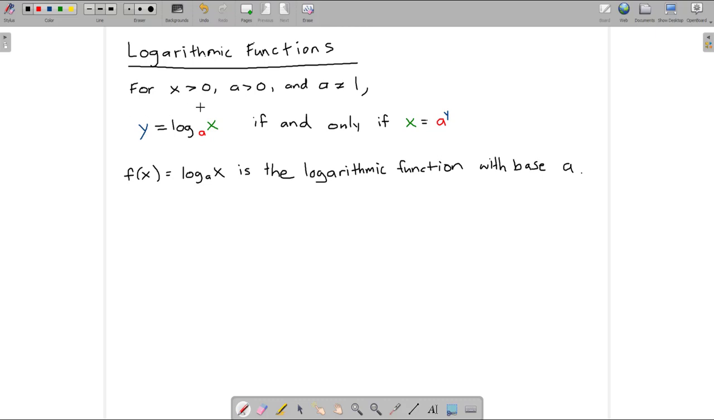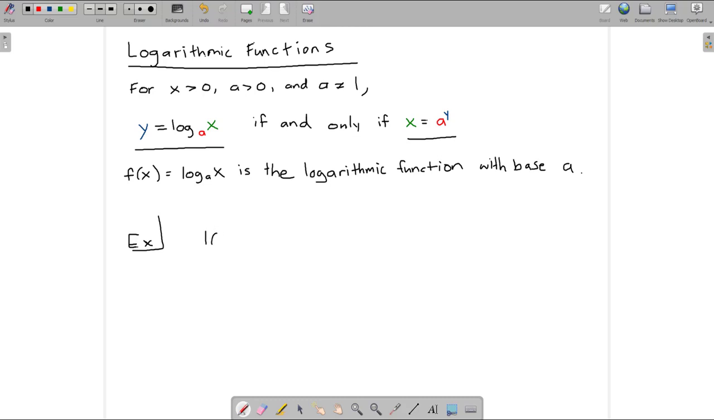So for x greater than 0, a greater than 0, and a not equal to 1, we have that y equals log base a of x, if and only if x is equal to a to the power of y. And we also say that f of x equals log base a of x is the logarithmic function with base a. So the thing to keep in mind with logarithms is you can have this exponential form of an equation, and if we want to solve for the power, the exponent on our base, that's why we would use logs. So let me do a quick example.